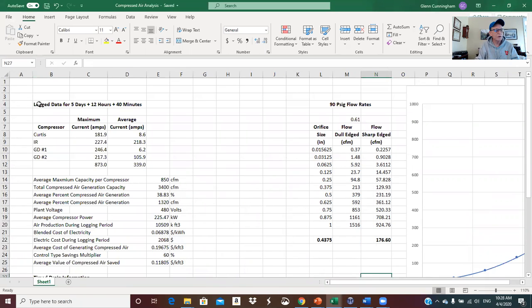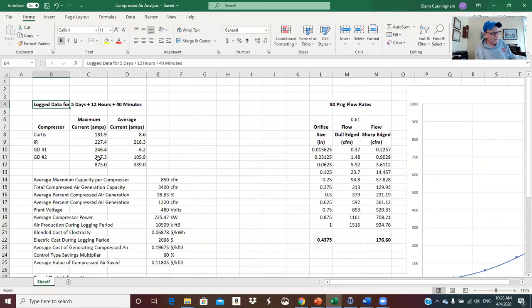So I start off up here just telling you the length of time that we logged, a little over 5.5 days. And here are the 4 compressors, and this was the maximum amps. I am inferring that maximum amps would be full capacity on the compressors. Now they're all 200 horsepower. The Curtis is a little shy. I don't know if it really loaded to 100% at that or not, but it doesn't really matter.